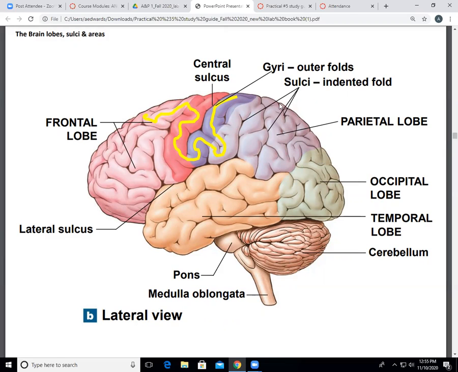All right. So the outer folds, you see a lot of folds in the brain. The outer folds are gyri, singular gyrus. The indented folds are sulci. The singular version is sulcus. So this line down in the center is the central sulcus. The central sulcus is going to separate your frontal lobe from your parietal lobe. This line here along the side of your brain, more lateral, is the lateral sulcus. It separates your frontal lobe and parietal lobe from your temporal lobe.